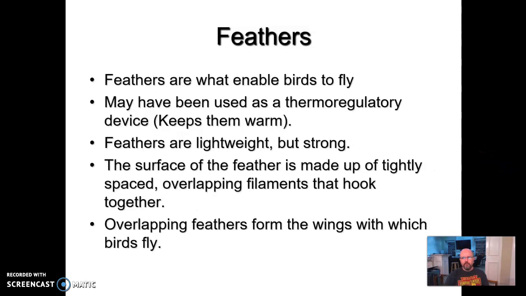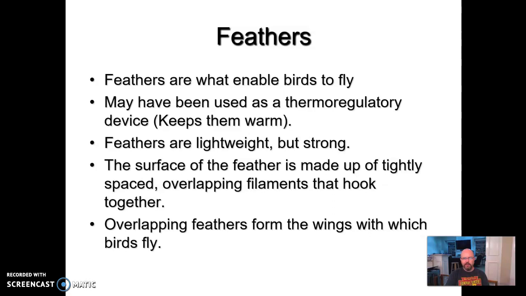So feathers are what enable birds to fly. Originally, they were probably only used for keeping them warm. They happen to be lightweight, but they're pretty strong. If you've ever seen a feather that's fallen off of a bird, you can try to bend it and it'll go back into shape.